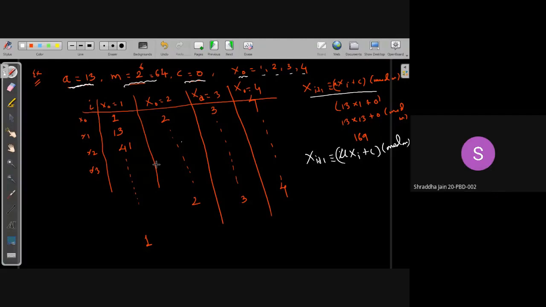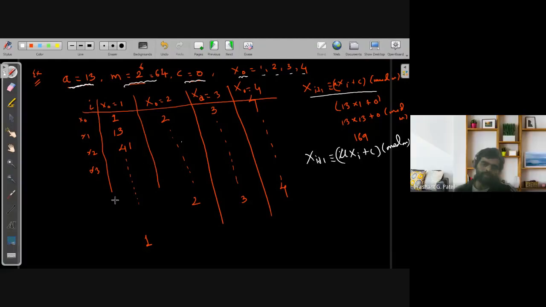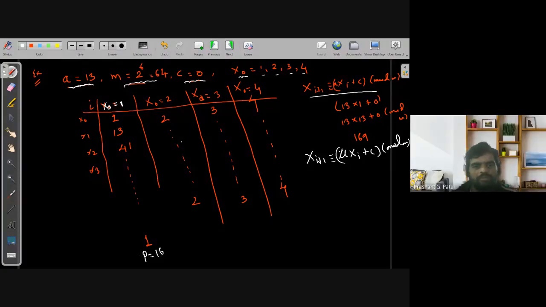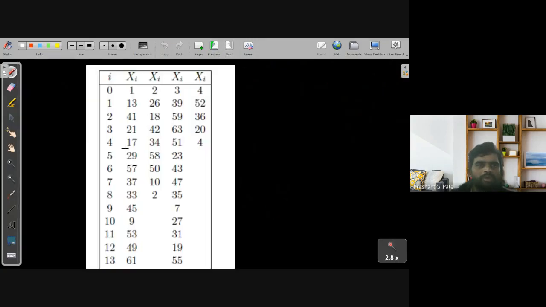Very good. What will be the period for x0 equal to 1? If you consider this, what will be the period? 16. Yes, 16. And on the next page, I already have those values, so you can just check your answers.